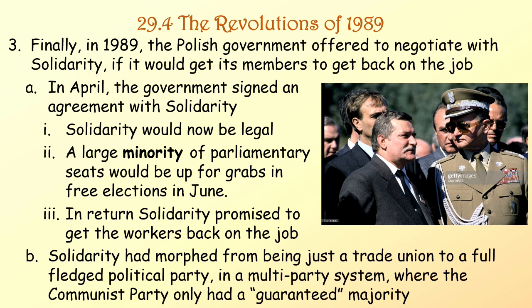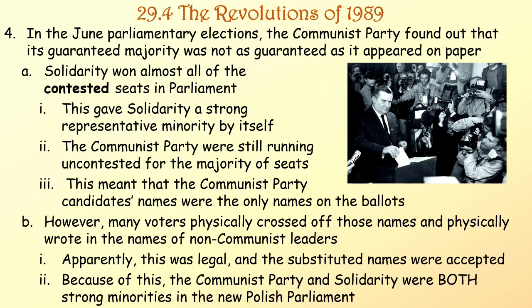A large minority of parliamentary seats would be up for grabs in free elections in June. In return for all that, Solidarity promised to get the workers back on the job. Solidarity had now morphed from being just a trade union to a full-fledged political party in a multi-party system where the Communist Party only had a guaranteed majority.